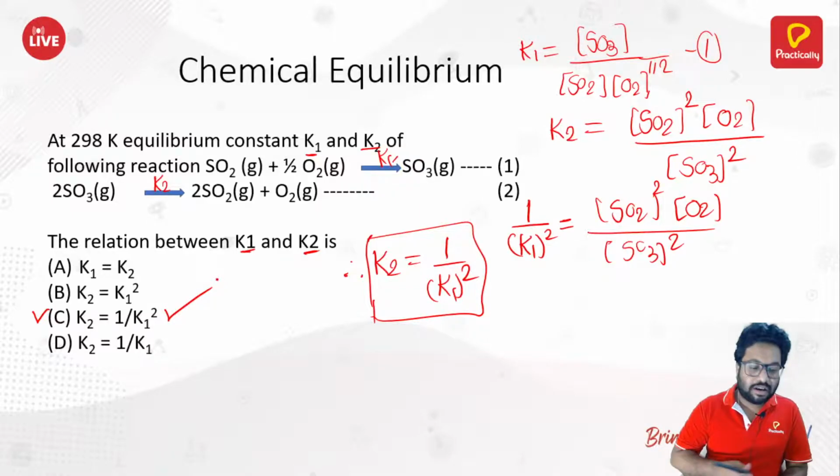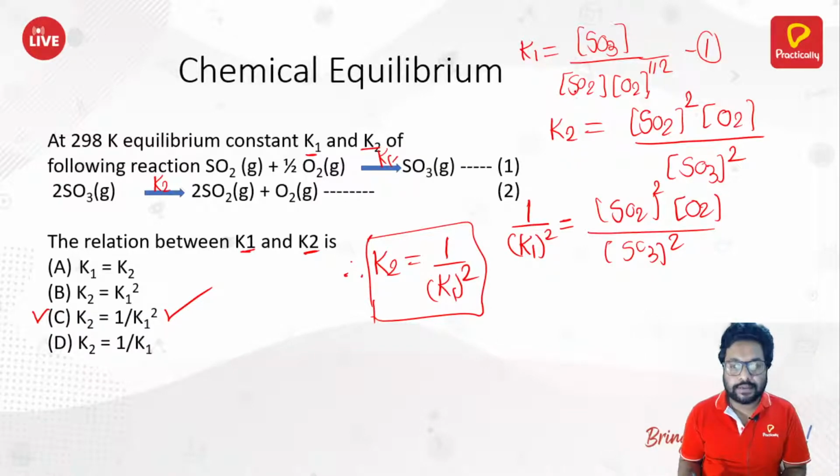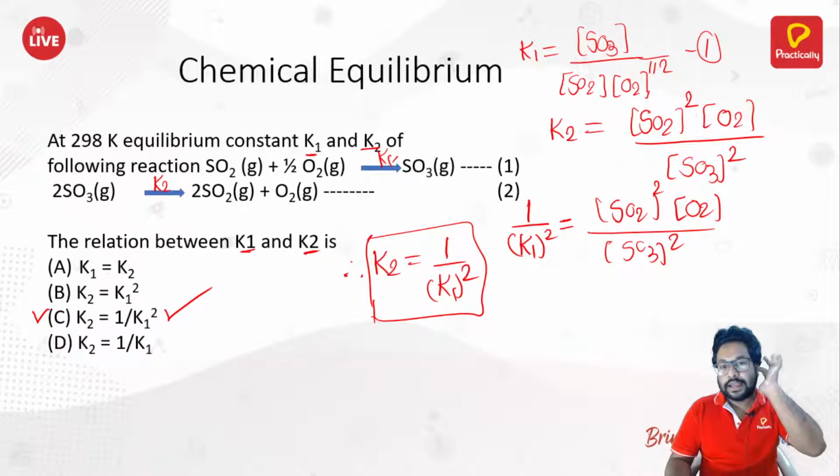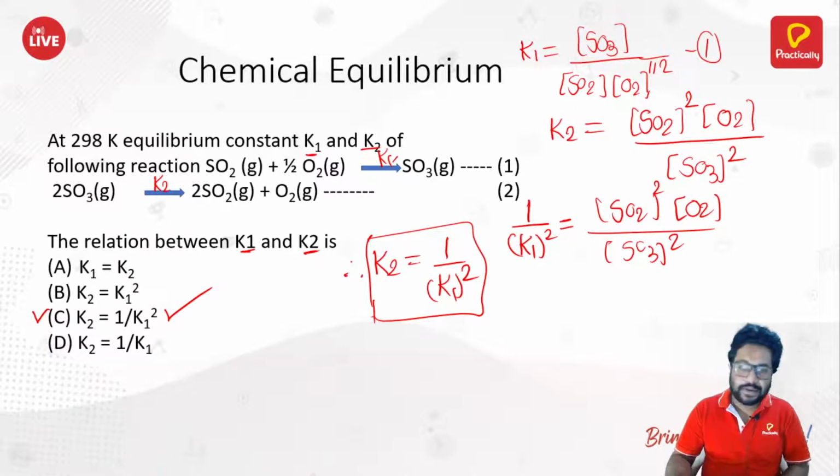Got it? Let me tell you once more. First, you write the K1. K1 is what? SO3 divided by SO2, O2 under root. Then you write the K2. For the K2, SO2 square, O2 divided by SO3 square. So when you observe the relationship between K1 and K2, you can see that if you square the K1, you will not get K2, but along with the square, you also need to inverse it. When you inverse and square the K1, you will get the K2. Or it's the other way around. When you inverse the K2 and take the square root of it, you can get the K1.